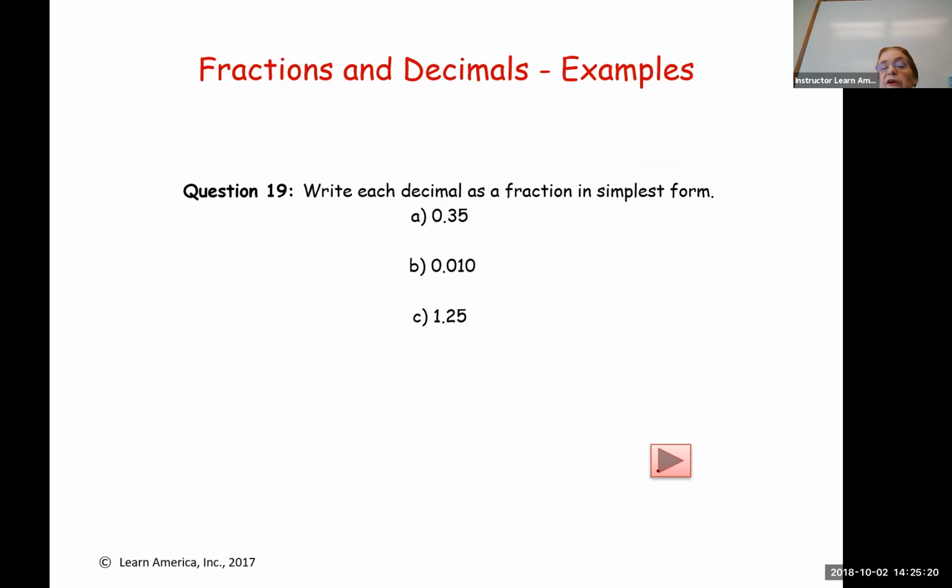Okay, now we want to write these as fractions in simplest form. The first one, if we read it out loud, we read it as 35/100. So we're really reading it as a fraction, 35/100.